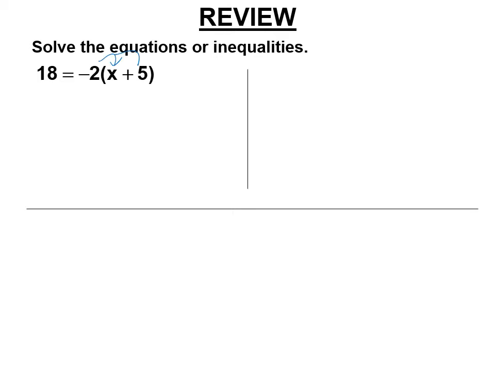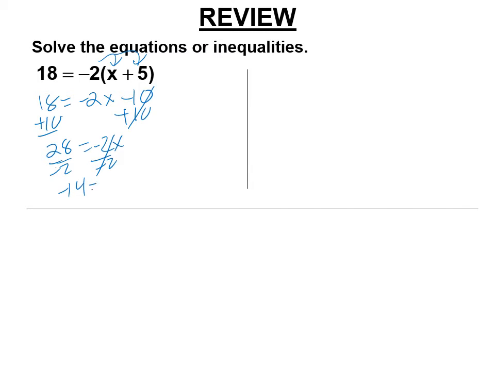Parentheses, your go-to method for getting rid of parentheses is distributive property, -2x minus 10. And then you get an easy peasy two-step. 28 equals -2x. Divide both sides by -2. -14 equals x.